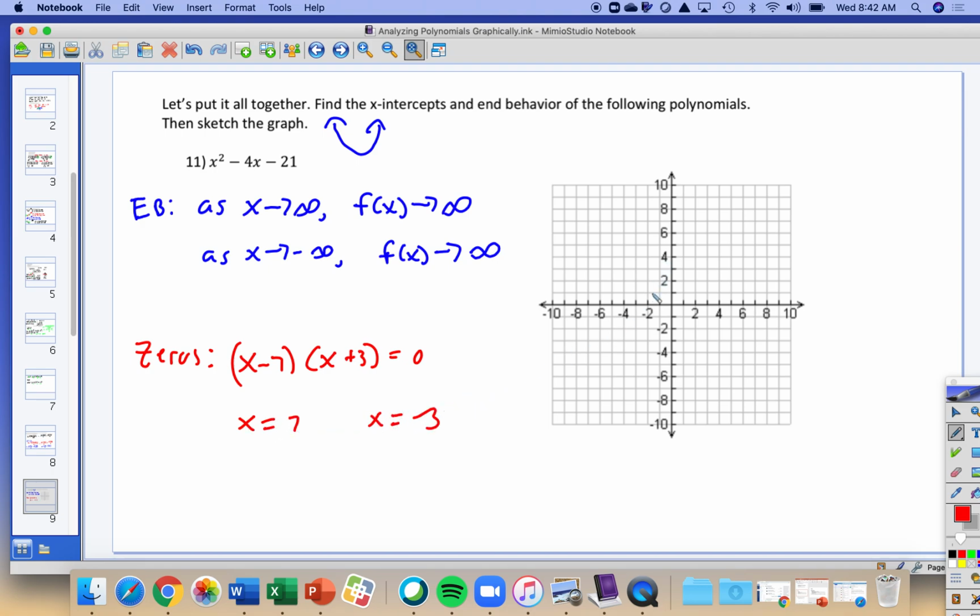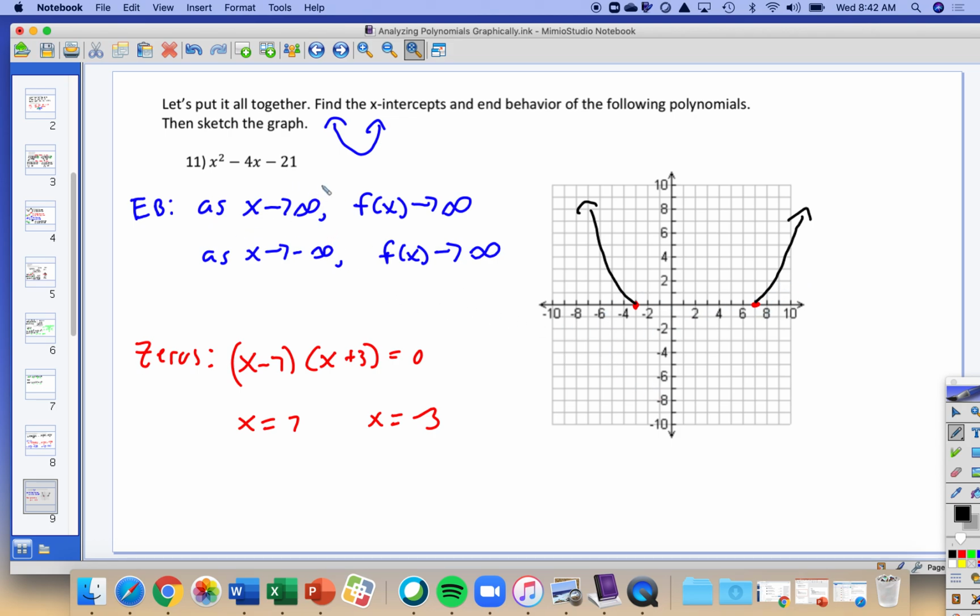I'm going to plot those 2 points right here. Here's negative 3 and here's 7. I have 2 x-intercepts. Okay, now we know the function is going to look something like this. It's going to go up this way because the end behavior says it's going to go up that way. And it's going to go up this way because the end behavior says it will go up that way. The question is, how low does it go? Right now, we're not worried too much about what I call the meat of the graph. I'm worried about the x-intercepts and end behavior.